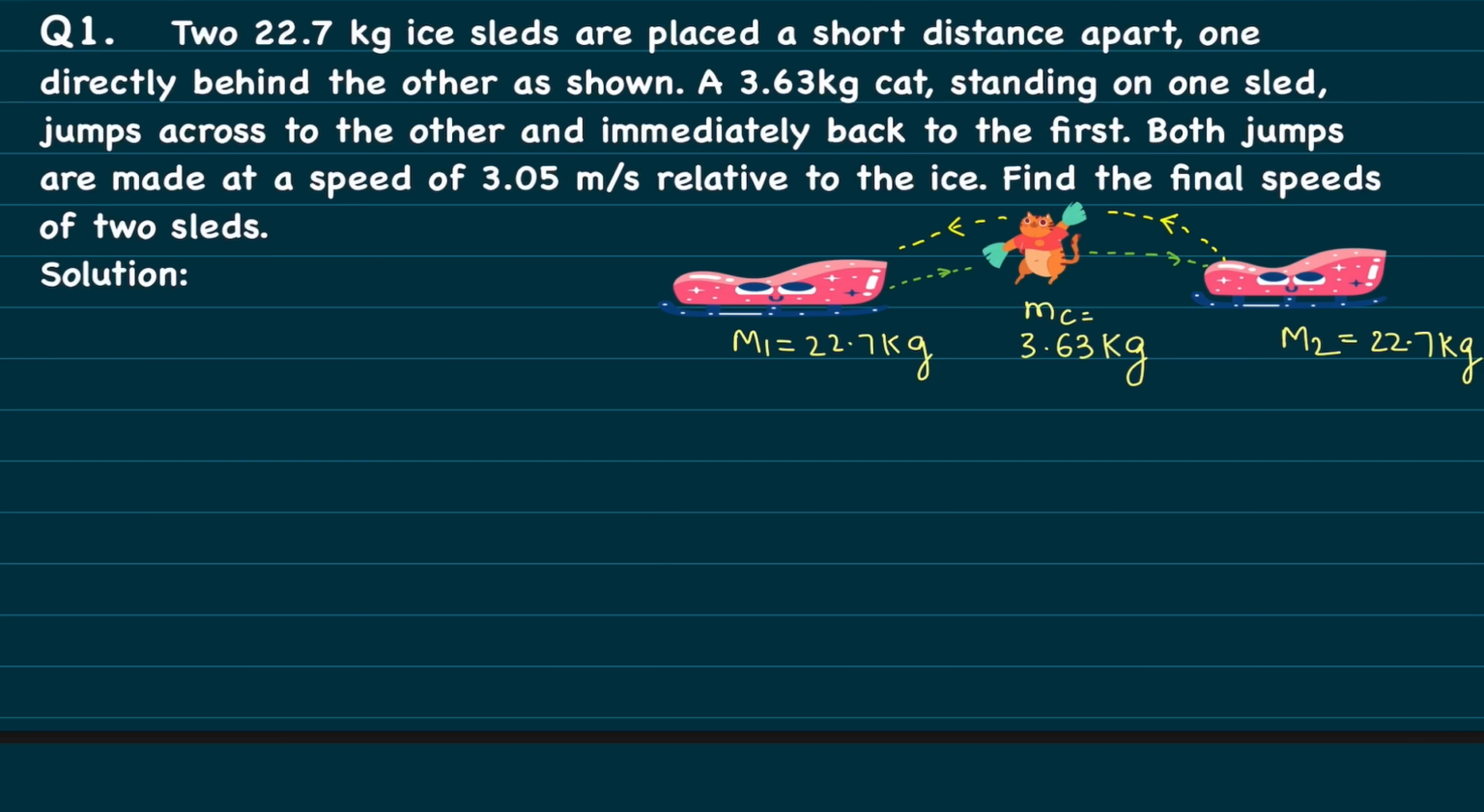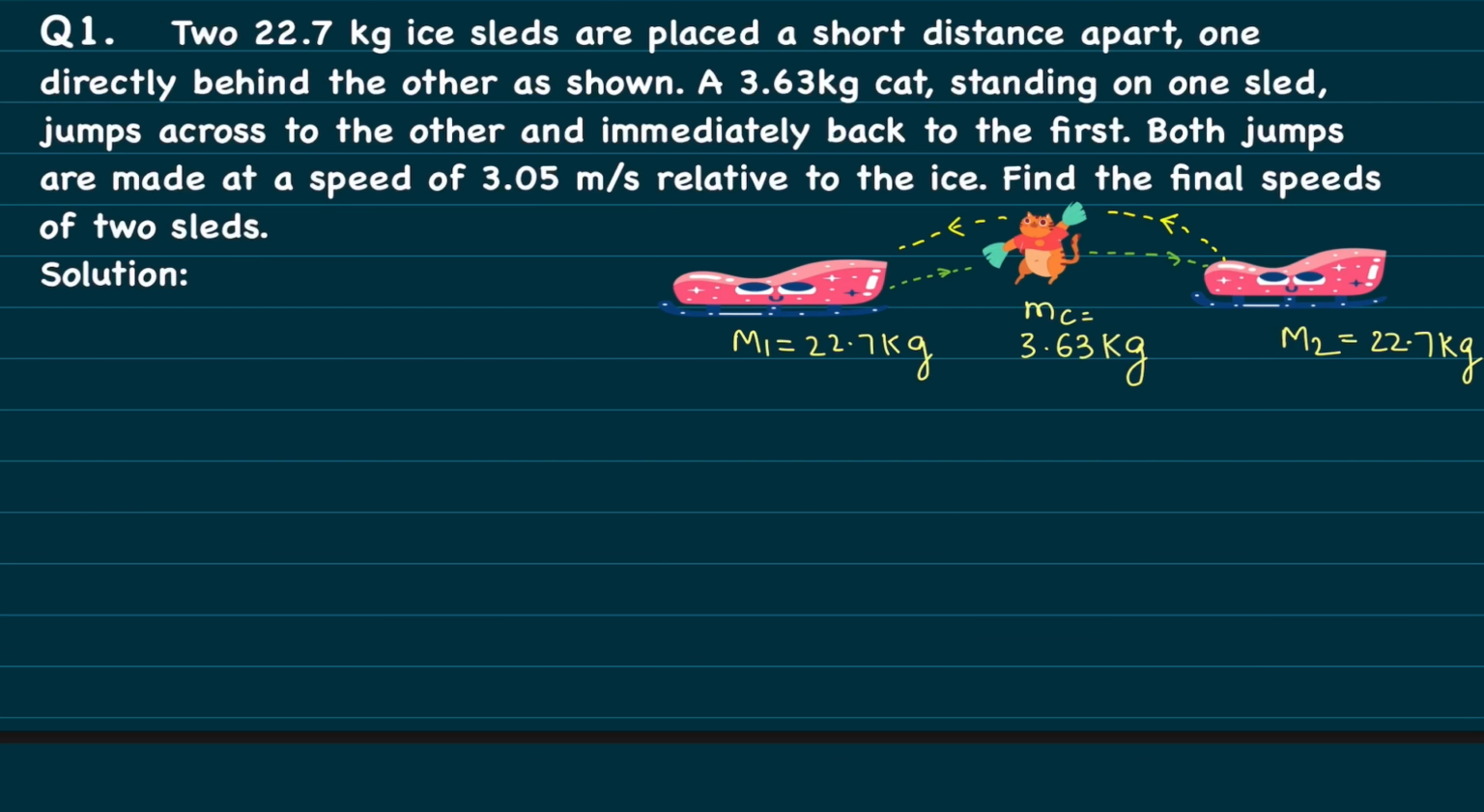So let's see the scenario, how we will proceed in this numerical. When the cat jumps from the first sled, moving towards the right, the sled will move towards the left. So both will have a speed. The sled is moving toward the left, the cat is moving towards the right. Initially the system is at rest, so the momentum before the jump is 0, and the momentum after the jump is conserved. The cat is moving toward the right, the sled is moving toward the left. So according to the conservation of momentum, what can we write here?